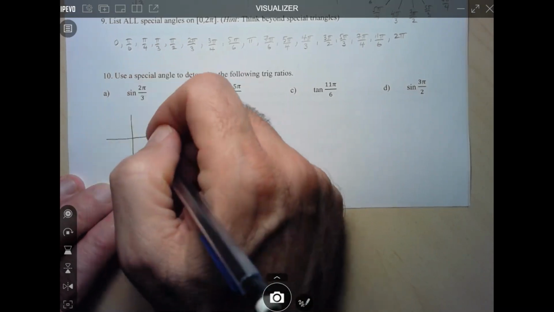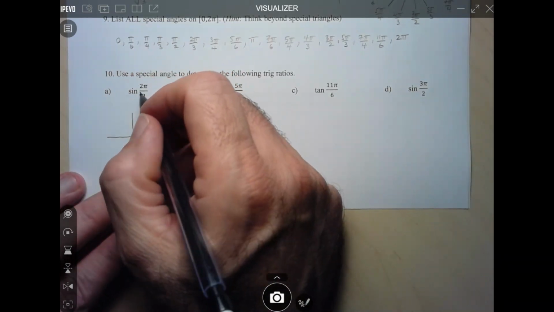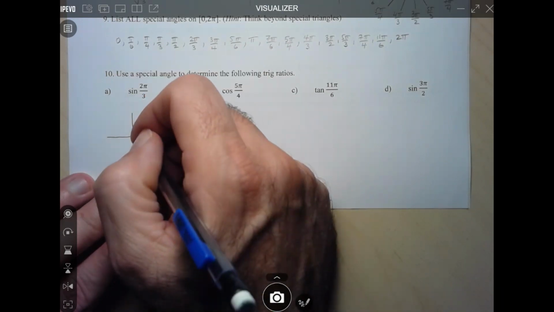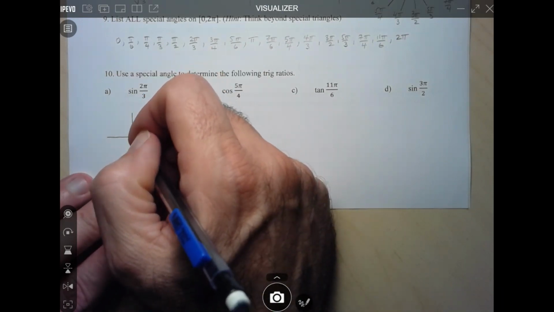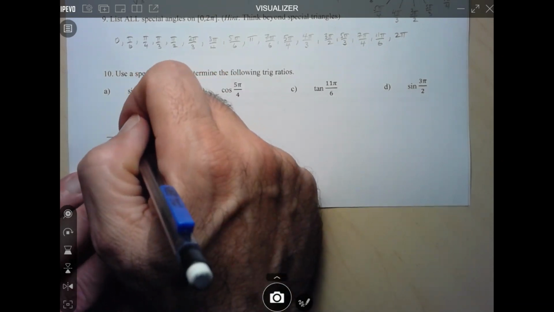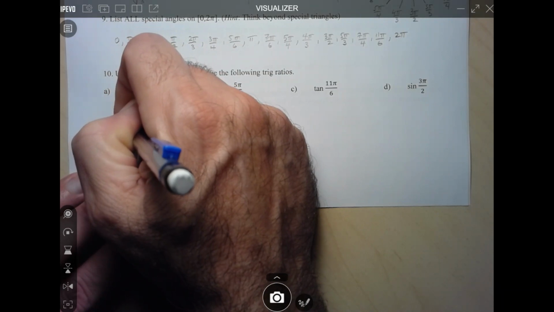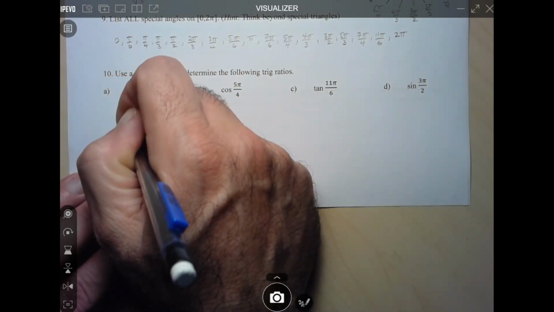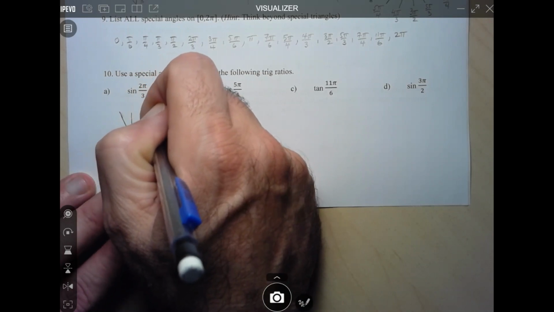Okay. So the first thing I notice is that this is less than pi. It's 2/3 pi. So the way I might think about it is this is pi over 3, this is going to be 2 pi over 3. That's going to be 3 pi over 3. So my angle is going to be in the second quadrant. Okay, and there's the angle, 2 pi over 3.